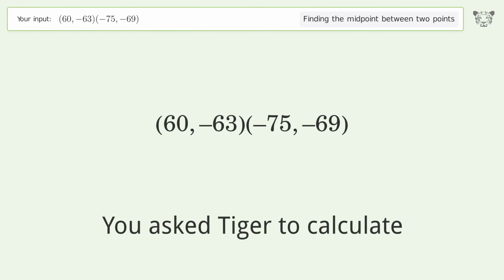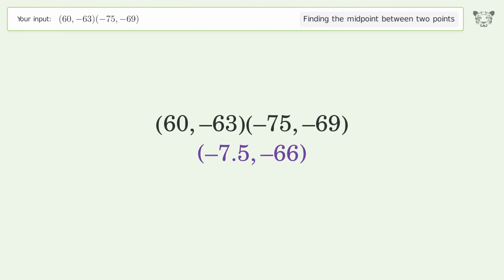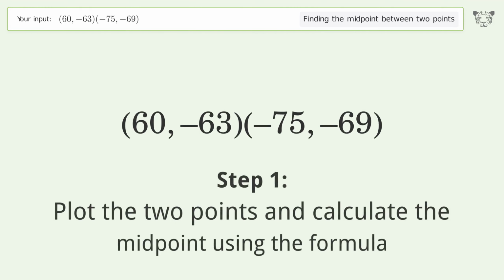You ask Tiger to calculate. This deals with finding the midpoint between 2 points. The midpoint between the 2 points is -7.5, -66. Let's solve it step by step. Plot the 2 points and calculate the midpoint using the formula.